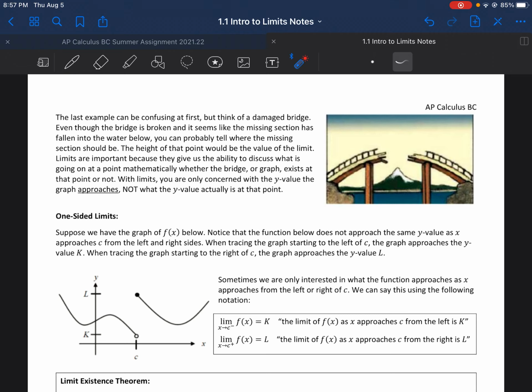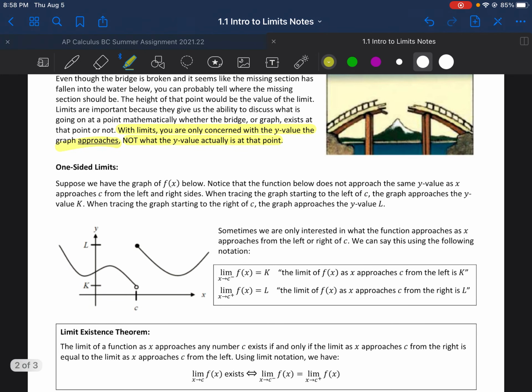Limits are important because they give us the ability to discuss what is going on at a point mathematically, whether the bridge or graph, in this case, exists at that point or not. So with limits, we are only concerned with the y value the graph approaches, not what the y value actually is at that point. I'm going to highlight that because that's extremely important. Again, with limits, you're concerned with the y value the graph approaches, not what the y value actually is at that point. All right.